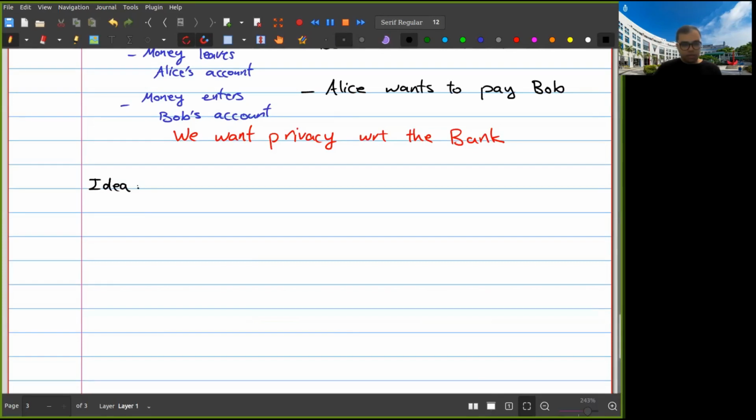So the idea is to issue banknotes. Right? And a banknote will basically just be a string. So I will have a string that says, I am a banknote, and maybe I have a serial number. This is my serial number. And let's say I'm worth whatever, 100 HKD.